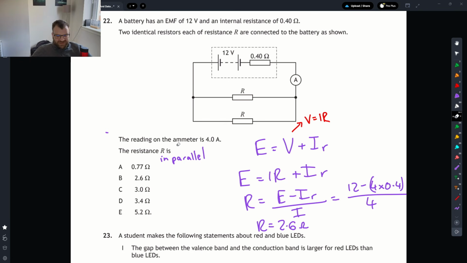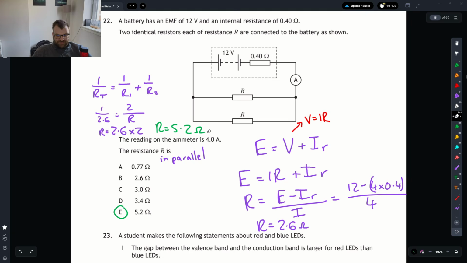And someone might have just gone, oh great, I'm going to take that answer. However, we are ignoring the fact that they are in parallel. That is RT. And 1 over RT is equal to 1 over R1 plus 1 over R2. And when we then plug in our numbers, that means 1 over 2.6 is going to be 2 over whatever the resistance is, because these resistors are identical, as it says in the question. Bit of rearranging means that R is going to equal 2 times the resistance that we worked out. So 5.2 as our resistance for each resistor. And then that will give you an answer of E, hopefully, for that one.